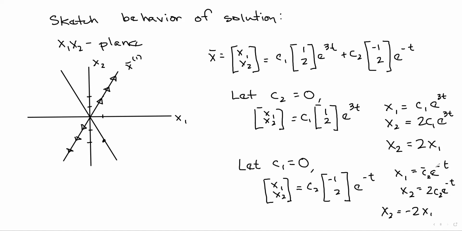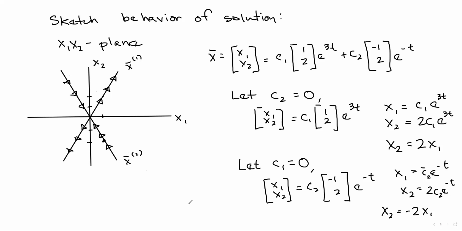Because the negative causes you to flip and then you'd simplify. So as a result, instead of getting bigger and bigger over time, like e to the 3t does, e to the negative t gets smaller and smaller as t increases. And so what does that mean? That means that we move toward the origin. All right, and so that represents our second solution.